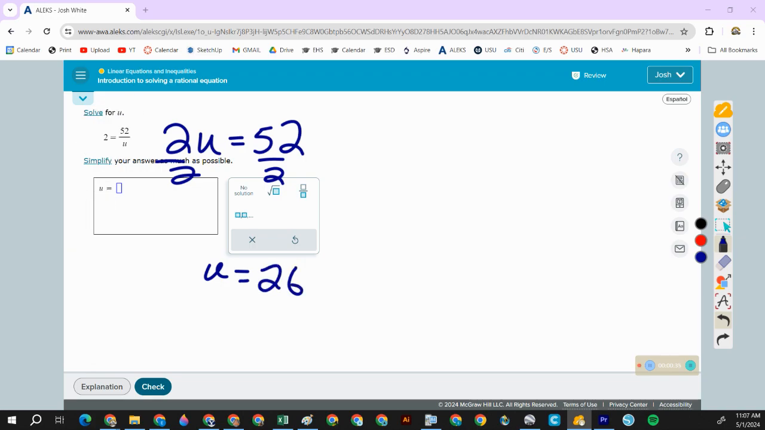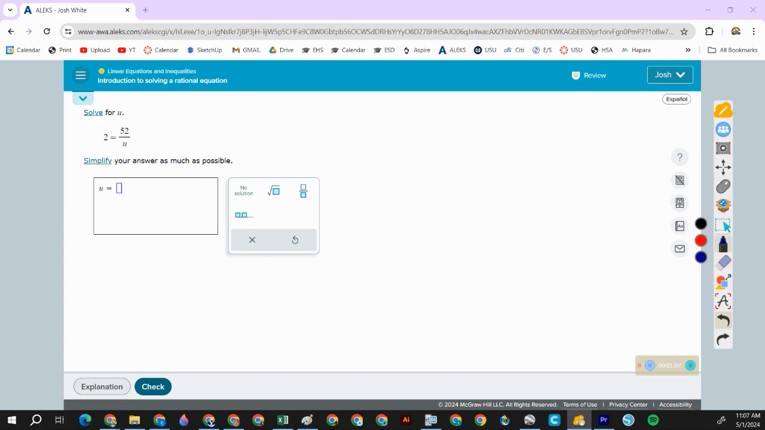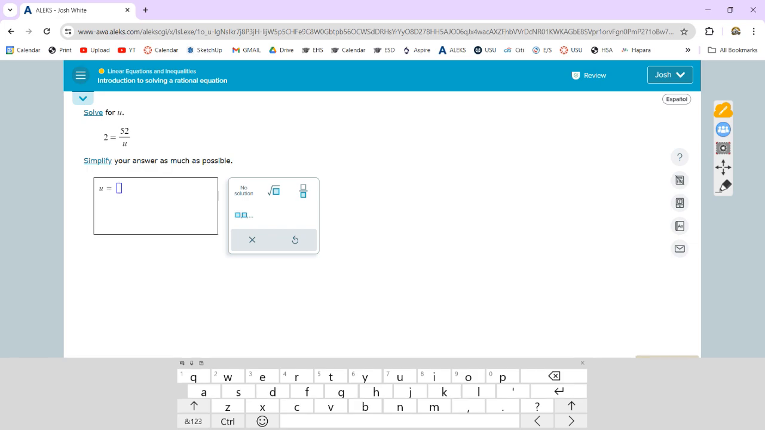However, we do need to be careful that we don't create an answer that doesn't actually work. Looking at this, are there any values of u that are not allowed? Are there any values of u that will break the equation? 0. So when we start out, we need to say u cannot be 0. Then when we find our result, we test it against that, and we're good. So that one does have a solution. That was really easy. It does get more complicated.